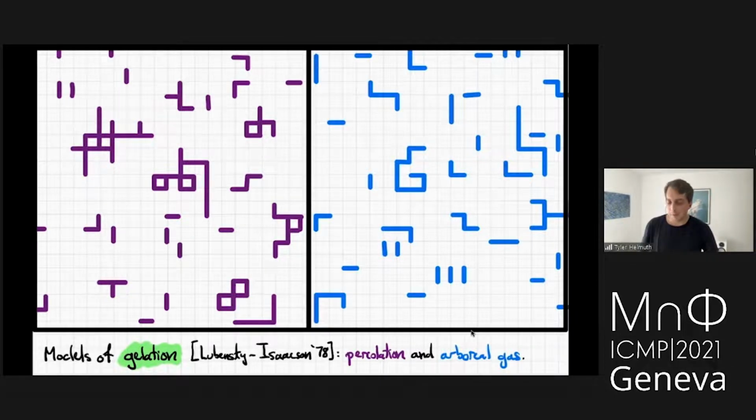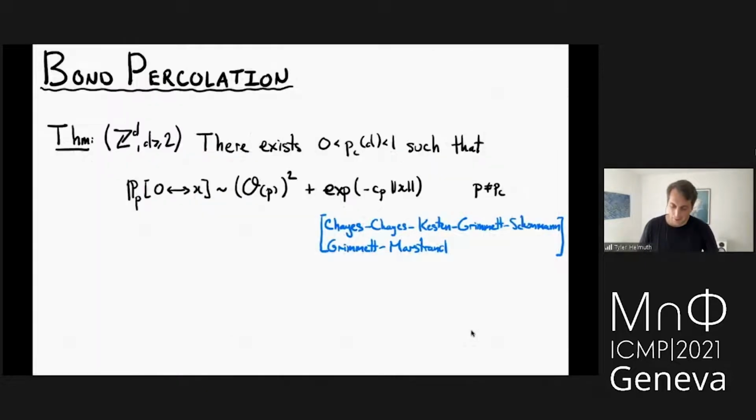To set things up, though, let me remind you of one fact about bond percolation. If we work on Z^d, at least 2 dimensions, then there is some critical percolation parameter p_c between 0 and 1, so that if we look away from criticality, so p not equal to p_c, then the probability that 2 vertices 0 and x are connected looks like theta(p) squared plus some exponentially decaying term. The important thing is that theta is 0 if p is less than p_c, the subcritical phase, and strictly positive if p is bigger than p_c.